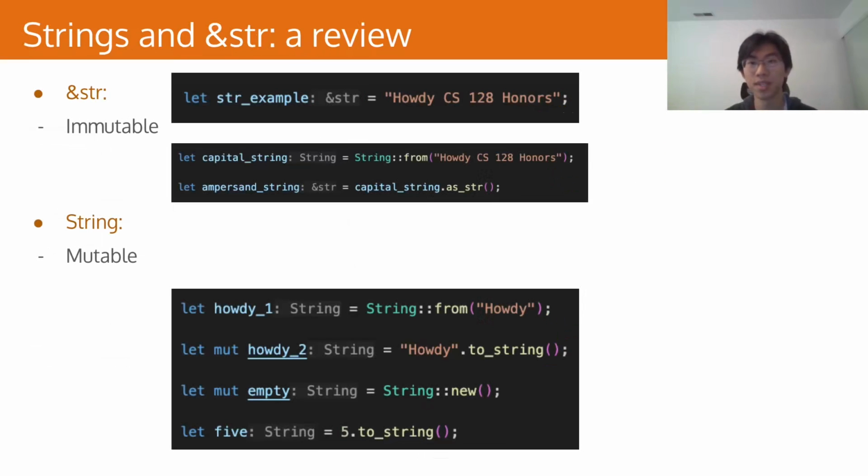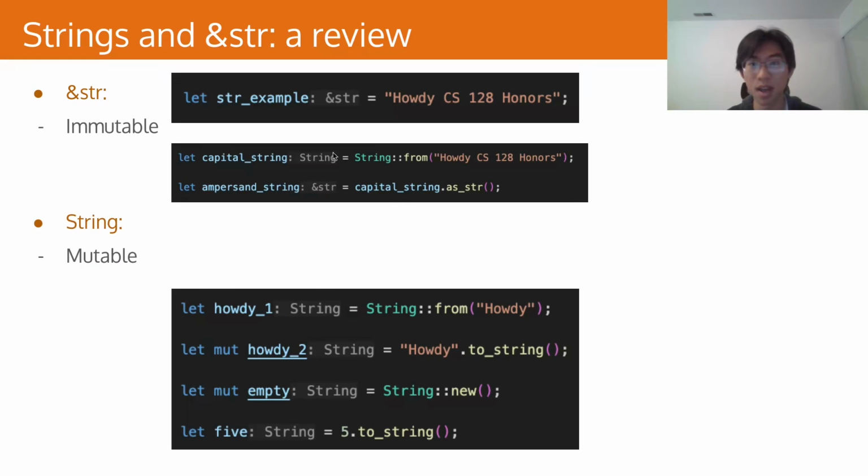To review strings and ampersand string slices, we know that string slices are immutable, whereas strings are mutable. That's kind of like the big difference. Another way you can think about it is that string slices are a pointer to memory, so you can think of it as kind of a char star in C, where it's like an array of characters. Whereas strings work more like the string type in C, where they are mutable and stored on the heap and it's all kind of abstracted away under the hood, and you can do more complex operations on them.